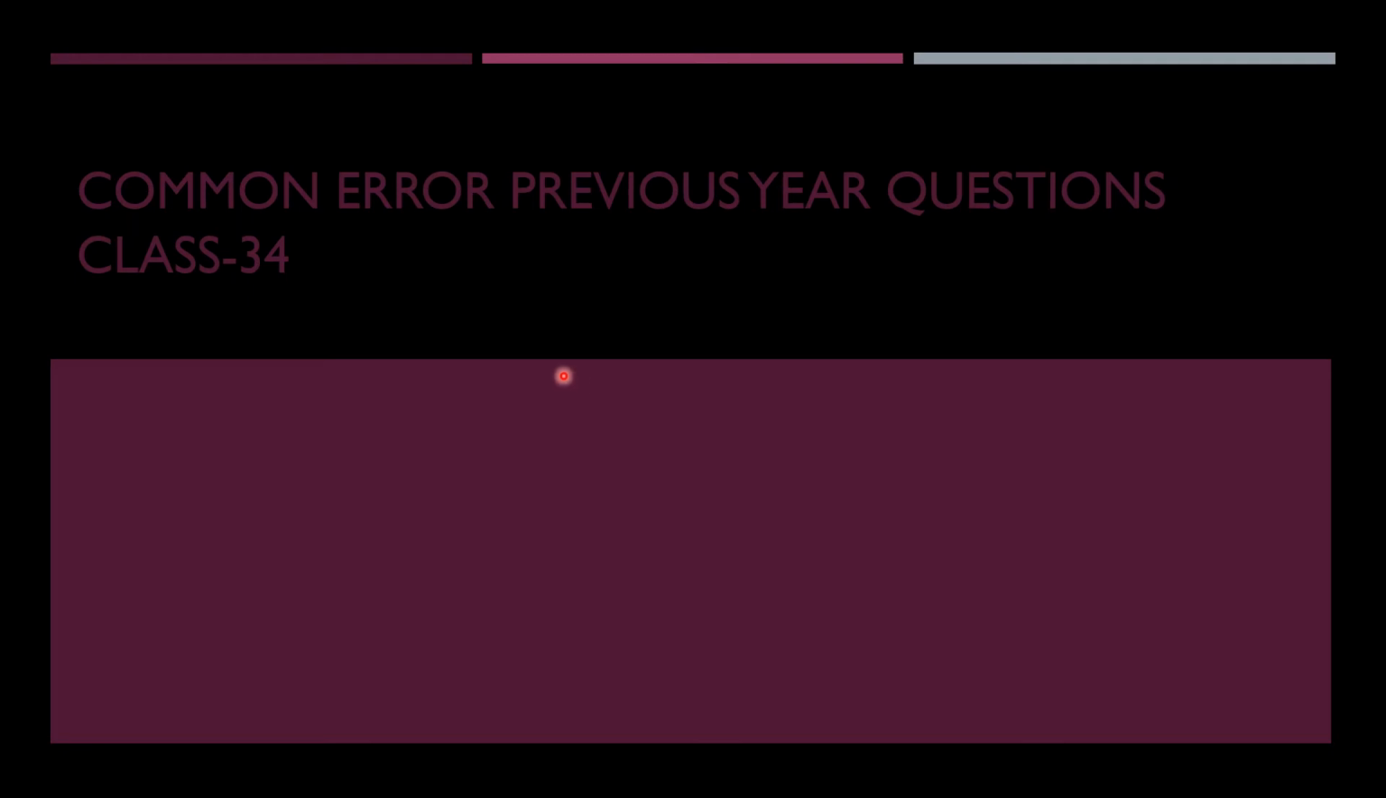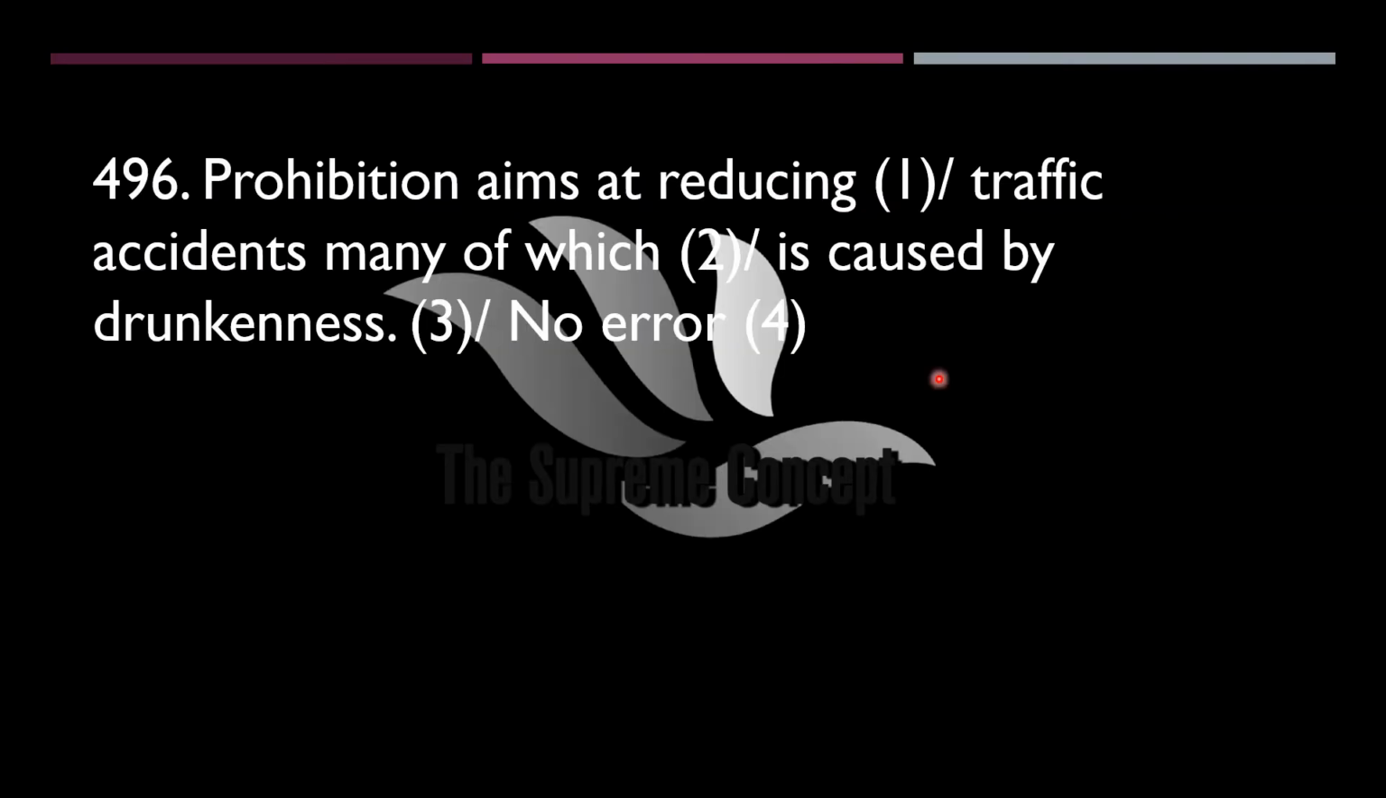So here we will continue with class number 34. We have covered 495 questions in your previous lessons. So here we will continue with question number 496. This question says: Prohibition aims at reducing traffic accidents, many of which is caused by drunkenness.